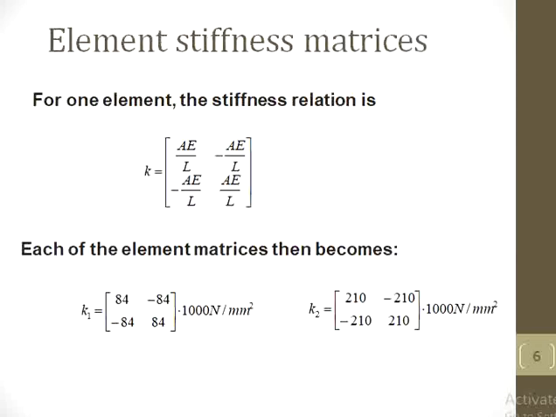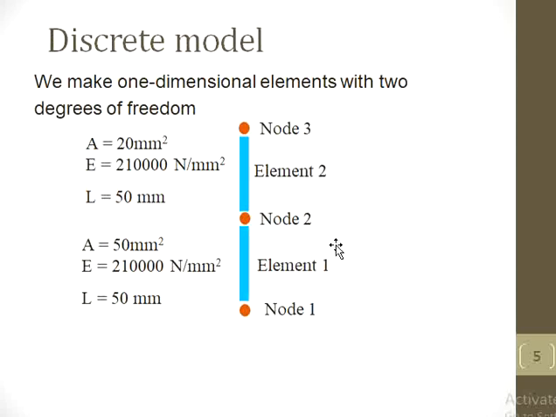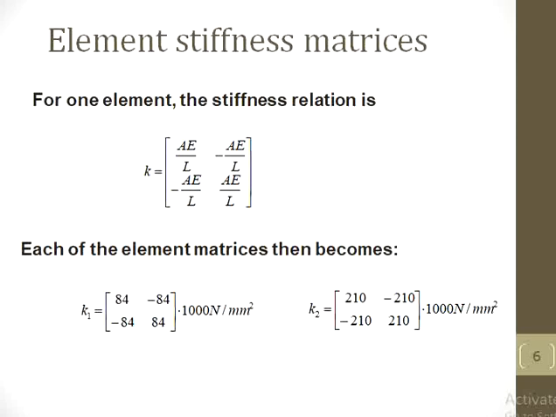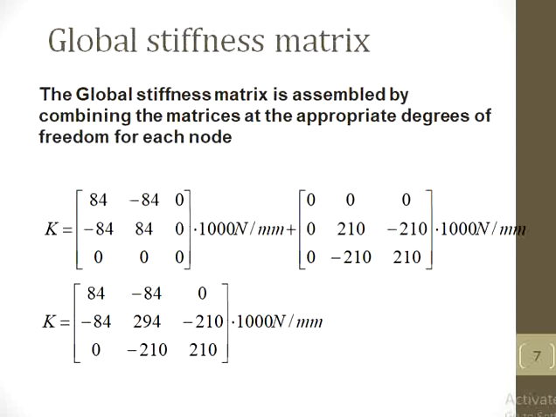There is a common node for element 1 and 2, that is 2. So the value of that node 2 will be a sum. This is 84 and this is 210. So we'll add that. Simply, if you add respective elements, we will get the answer. 84 plus 0, 84; minus 84 plus 0, minus 84; 0 plus 0, 0.